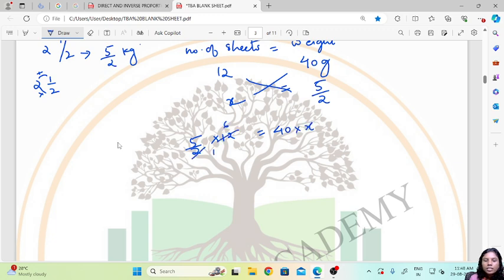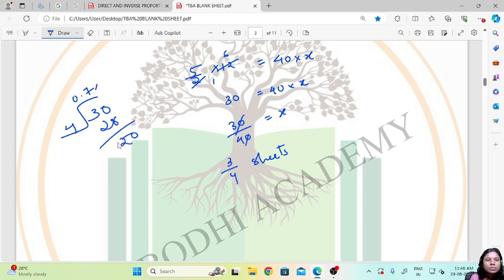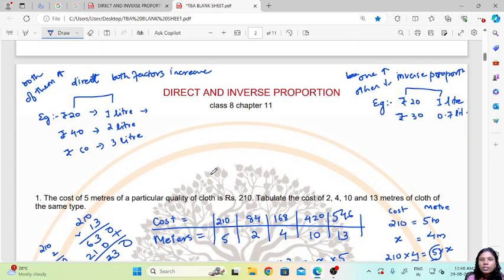So 2 ones are 2, 6 fives are 30. So 30 equals 40 into x. So 30 upon 40 equals x. This and this go off. So we'll get 3 by 4 sheets. So this will be, maybe in decimals, if you do 3 upon 4, so this will become 0.0. So 4 sevens are 28, so come 2 and 0. So we'll get 0.75. Okay, so like this you have to solve all the problems related to direct proportion.